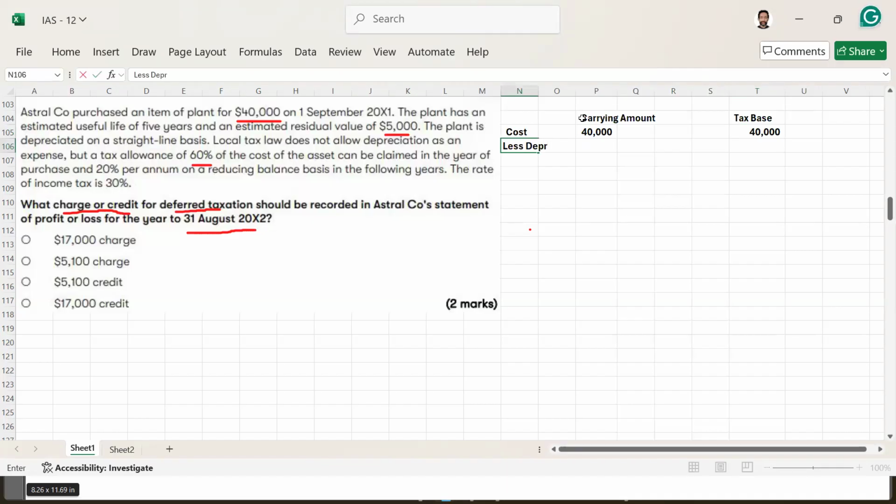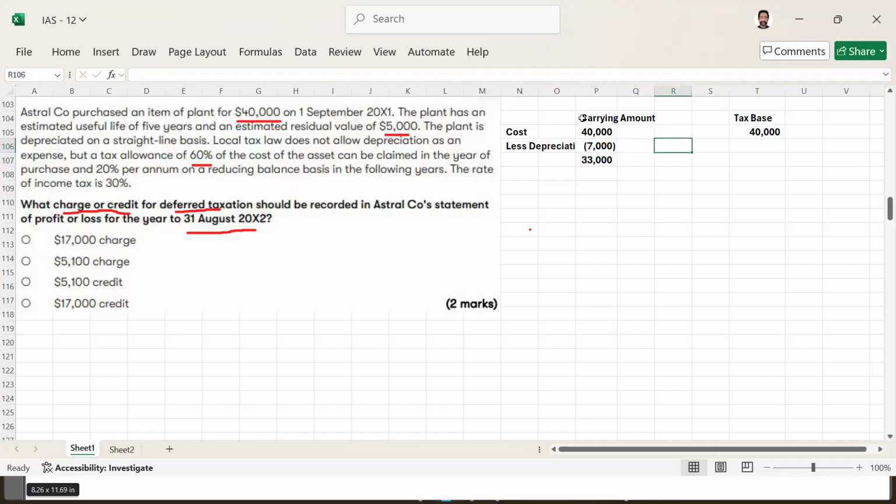From that, we're going to deduct the depreciation. For the accounting depreciation, which is based on a 5-year life and a residual value, we take this 40,000 less the residual value of 5,000. This is 35,000. We take this 35,000 divided by 5 years and we have the depreciation charge as 7,000. So this is the charge for the first year. After that, the carrying amount is 33,000.